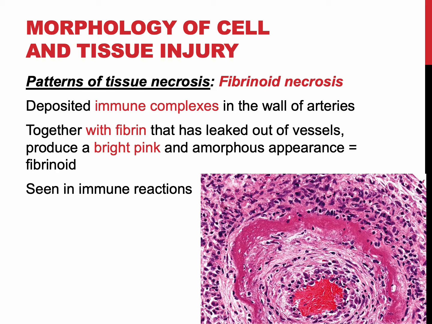And then the 5th type of tissue necrosis we'll talk about is fibrinoid necrosis, and in this type of necrosis we see immune complexes. We see immune complexes that get deposited along the wall of the artery, and then these immune complexes with fibrin produce this fibrinoid substance, this bright pink amorphous substance around blood vessels, which also can lead to an immune reaction and necrosis of the cell. Again, we see that around the wall of the artery, and it's often related to immunologic reactions.